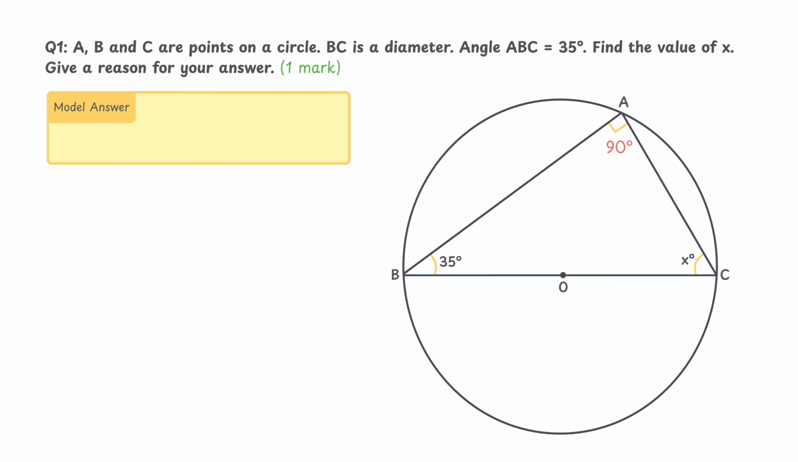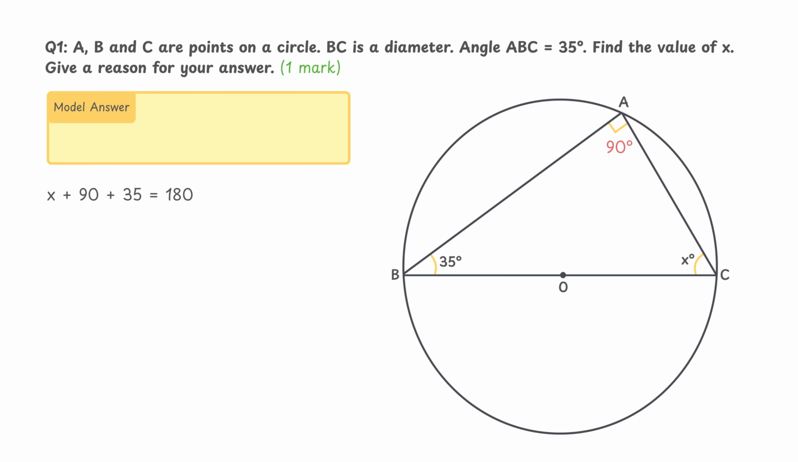Now we move on to finding x. We are working inside triangle ABC. And we know that the angles in a triangle always add up to 180 degrees. So let's write that out clearly. X plus 90 plus 35 equals 180.